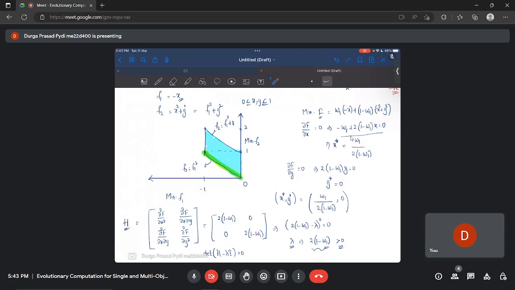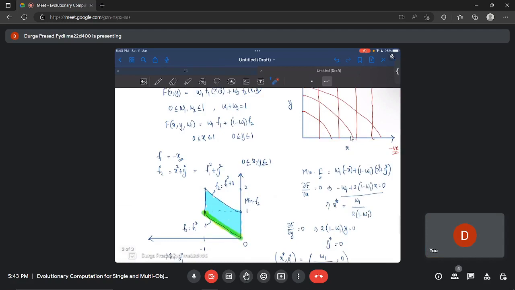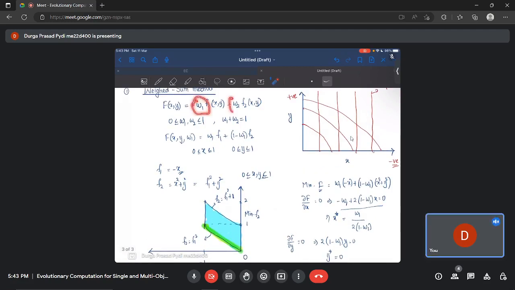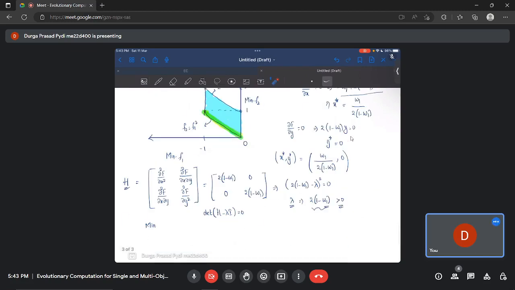So the weights we have to define. What we do is generate several of these weights, and then we get several solutions, and all the solutions will lie on the Pareto front, because all of these are essentially minimal solutions. So each one of them should lie on the Pareto front.